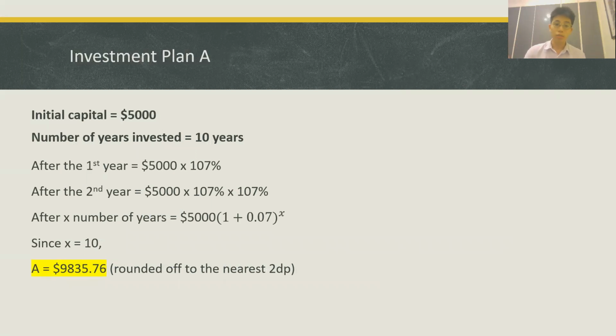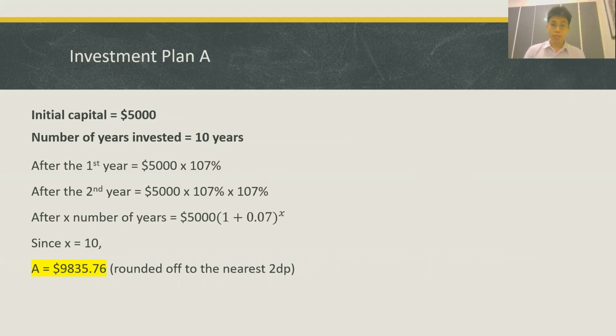$5,000 times 1.07 to the power of x, where x here refers to the number of years. So in Wojciech's case, he's planning to invest in a plan for 10 years. So we let x be 10, and with this calculation, he will be able to receive $9,835.76 over the course of 10 years.